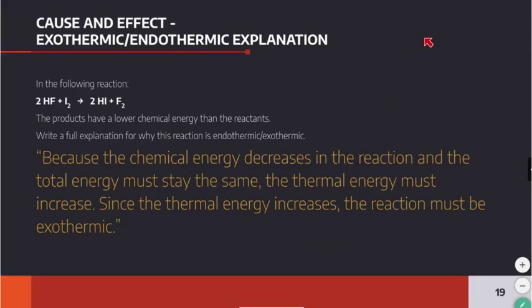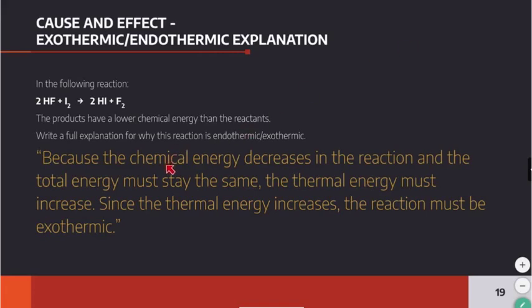One possible answer you could have would be this. Because the chemical energy decreases in the reaction and the total energy must stay the same, the thermal energy must increase. Since the thermal energy increases, the reaction must be exothermic. That's really all it takes, just 2, maybe 3 sentences to be able to explain this.